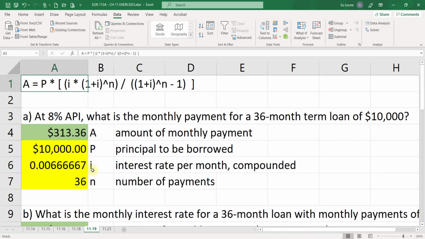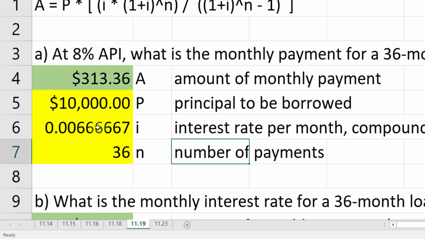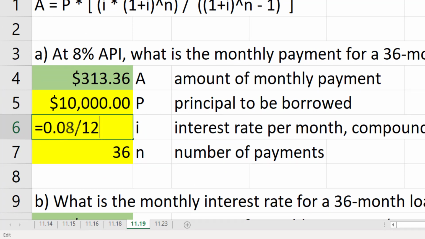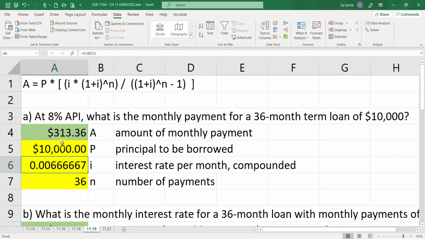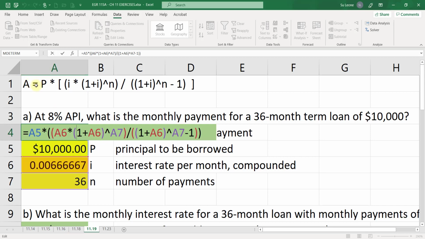1119. We're given this big gnarly formula that calculates what a monthly payment would be given a principal to be borrowed, an interest rate, and a number of payments. Now the interest rate, you can see, was 8% a year. That's the annual percent interest. So 8%. What is the monthly payment for a 36-month term loan with a principal of $10,000? The monthly payment would be $313.36. This is just that same formula, only using cell references instead of variables.